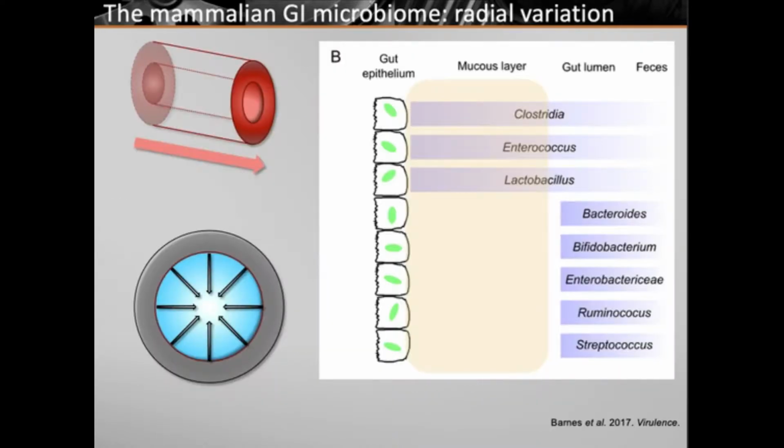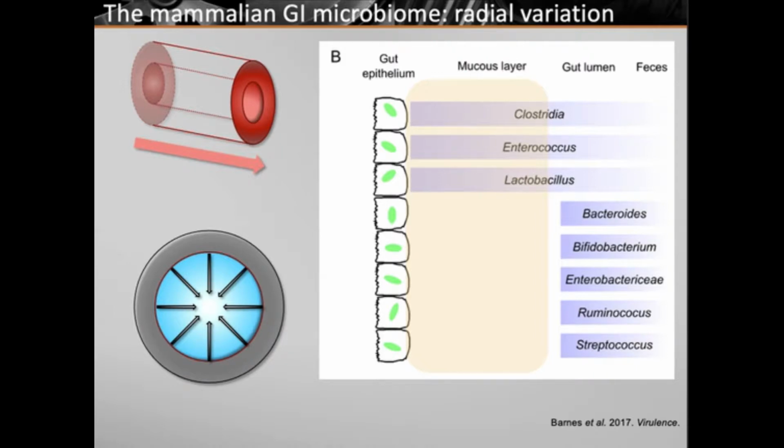There's another complicating factor. Not only are you dealing with a long, skinny tube, where you have to think about what's happening at one end versus the other, there's also variation as you look at the tube from the end. There's variation from the epithelial surface to the middle, and it's not the same. So what bugs are where in a radial direction changes. If this is your gut epithelium here, you have a mucus layer that's different in the small versus large intestine, and where the bugs are changes.